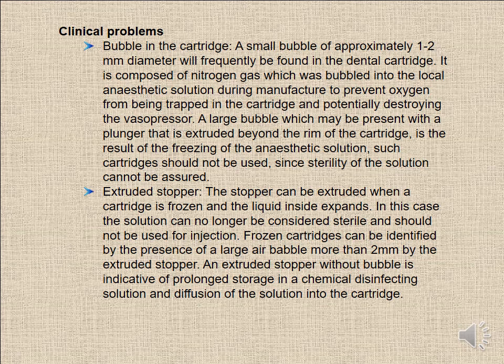A large bubble, which may be present with the plunger that is extruded beyond the rim of the cartridge, is the result of freezing of the anesthetic solution. Such a cartridge should not be used since sterility of the solution cannot be assured.